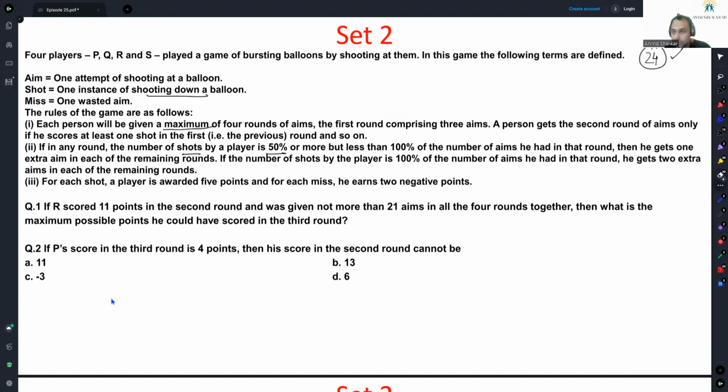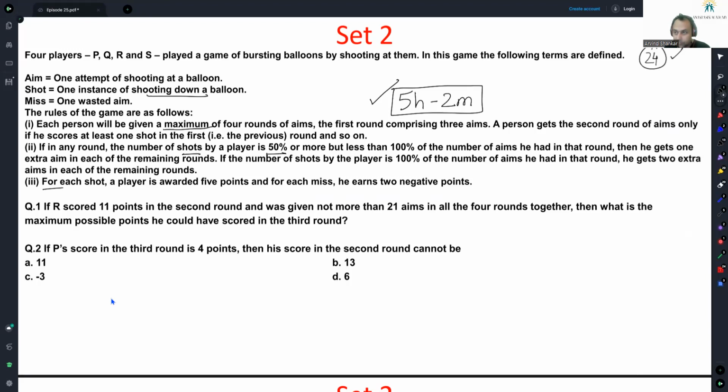Okay. Finally, we are told, the third point is, for each hit, a player is awarded 5 points, and for each miss, he earns 2 negative points. So let's say his hits are H and his misses are M. His total points are going to be 5H minus 2M. For any player, the number of hits and misses will combine to give me the total points for that player.